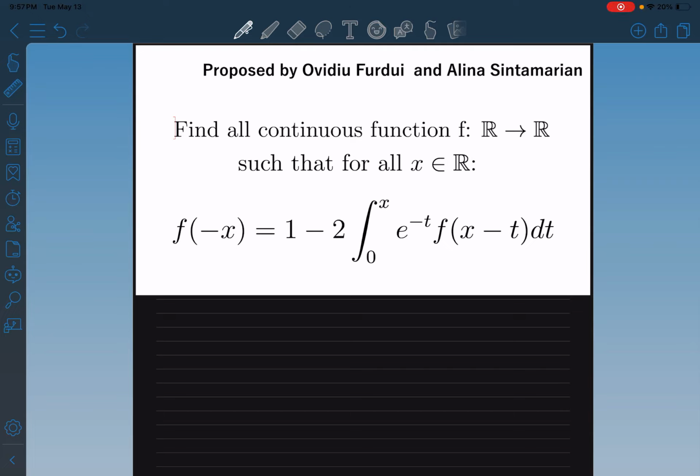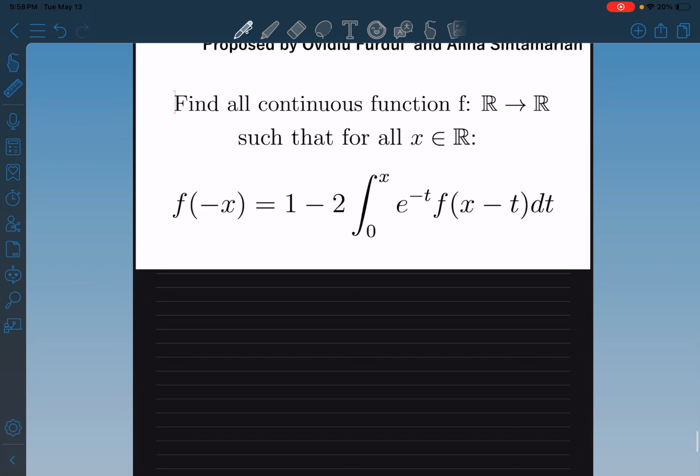Okay, this is a really interesting problem. We are given a functional equation, right? So basically, some equations involving integrals that the function satisfies. And we are also told that the function is continuous, the domain is real numbers, the range is real numbers, and x belongs to R, right? And we have to solve for all such functions that satisfy this equation, right?